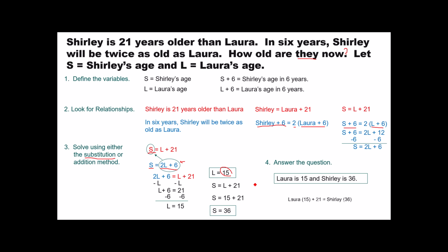If you felt like double checking that, Laura, who's 15, plus 21 years would, in fact, equal 36. Shirley is 21 years older than Laura. And in 6 years, Laura will be 21, and Shirley will be 42. So Shirley will be twice as old as Laura, which is what the second sentence stated. It's always a good idea to go back and just double check that you haven't done anything silly or foolish. Make sure that your final answers make sense.